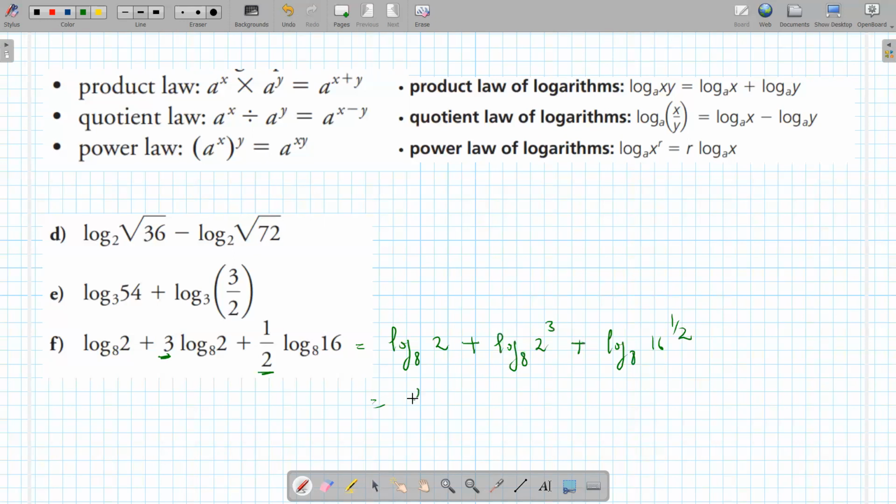You multiply. You just multiply all of them. So it becomes 2 times 2 cubed times 16 to the 1 over 2. You can combine them as one big log because they all have the same bases, and it's all plus. So 16 to the power 1 over 2 is 4. 4 times 2 is 8. 8 times 8 is 64. Log base 8 of 64, what's the answer? It's not 8. It's 2. And that's it for that one.